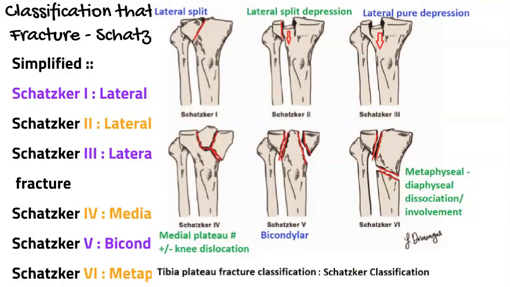This figure shows the tibial plateau fracture classification by Schatzker. Type 1 is lateral split, type 2 is lateral split with depression. Schatzker 3 is lateral pure depression. Schatzker 4, medial plateau fracture plus or minus knee dislocation. Schatzker 5 is bicondylar tibial plateau fracture. And Schatzker 6 is metaphyseal diaphyseal dissociation or involvement or extension.